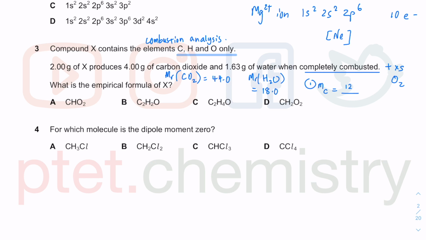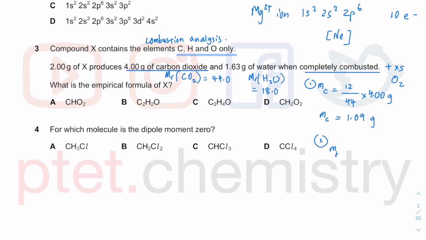So overall, out of the whole 44.0, only 1 carbon is present. Therefore, it's 1 times 12 gram out of 44 gram per mole, and this is multiplied by 4.00 gram of carbon dioxide. So that means out of this 4 gram of carbon dioxide, what is the percentage composition? And therefore, we are not doing percentage, we are doing mass composition, so it's multiplied by 4 gram instead. So 12 divided by 44 times 4.00 gram, I get 1.09 gram of carbon.